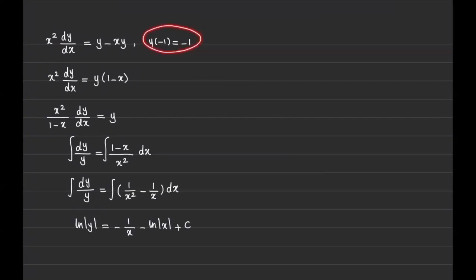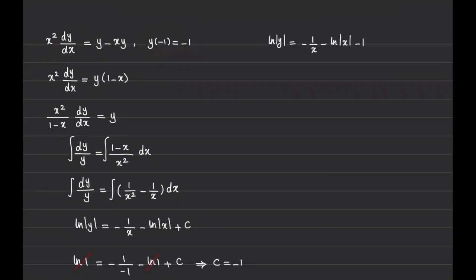Now we can use this condition to find the constant of integration c, where x is equal to -1, y will be equal to -1. So ln of the absolute value of -1, which is 1, is equal to -1 divided by -1, minus ln of the absolute value of -1, which is 1, plus c. And we know that ln of 1 is equal to 0. So from here, c is equal to -1. Again, this is the implicit solution of the given differential equation.